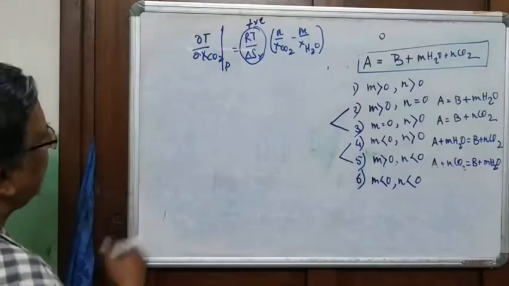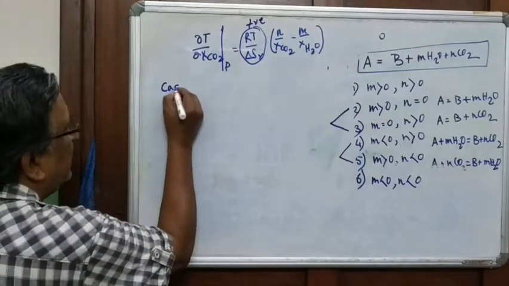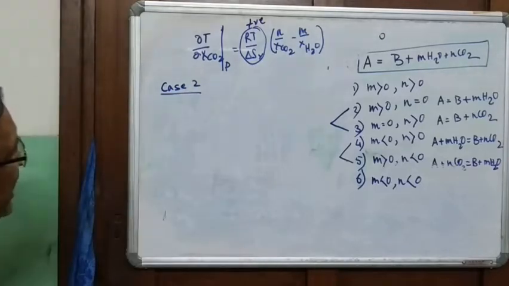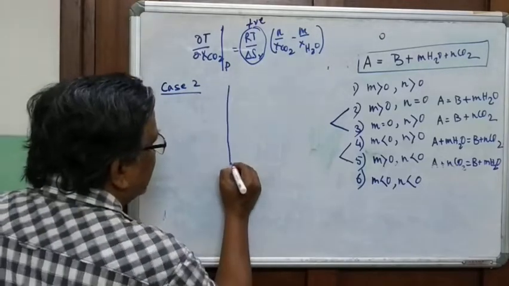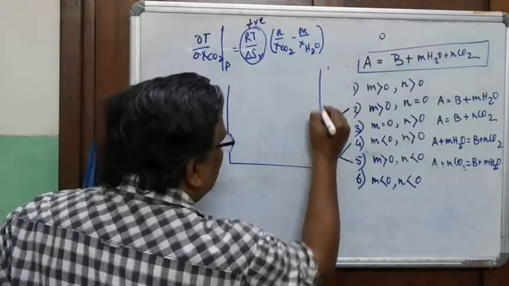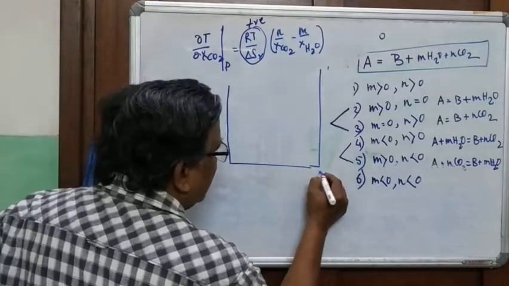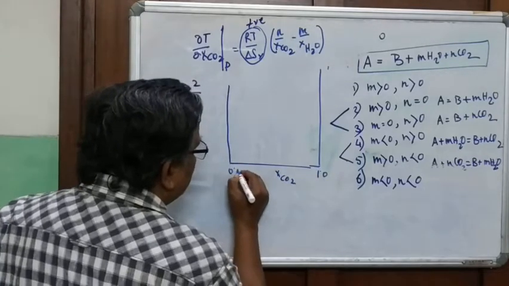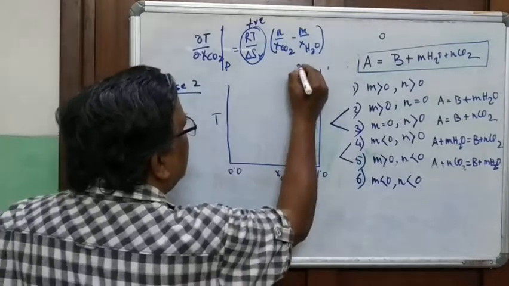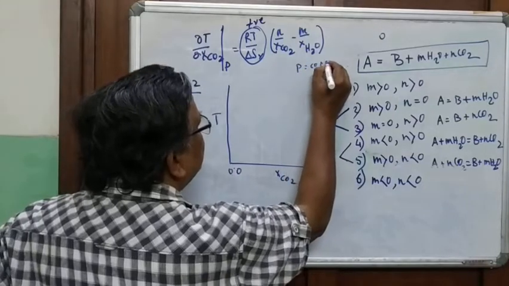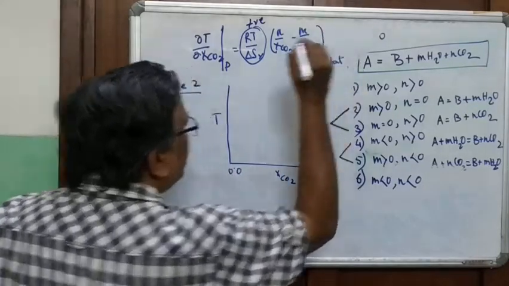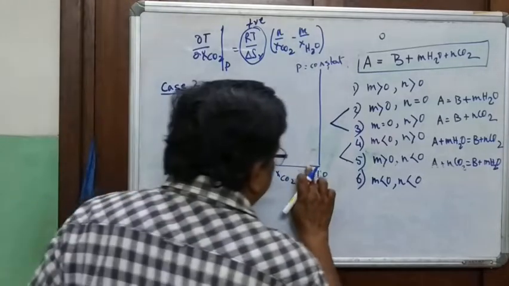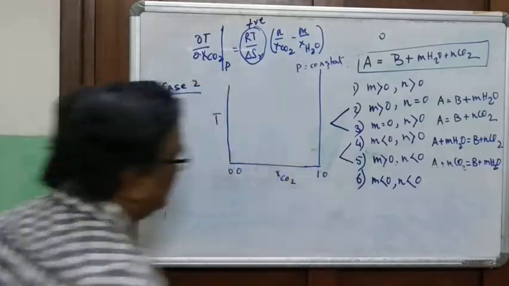Now we go into case 2 here. Say, for example, we go into case 2 and we draw the diagram once again, the T-XCO2 diagram, very famous all over the world. XCO2 1.0, this is 0.0, this is temperature, P is equal to constant. Now we do the same logic and you will see we will come to some interesting results.